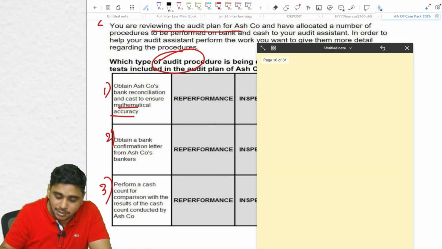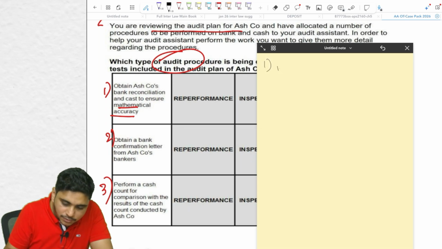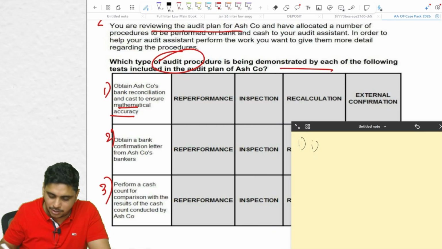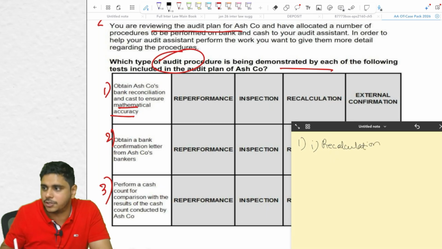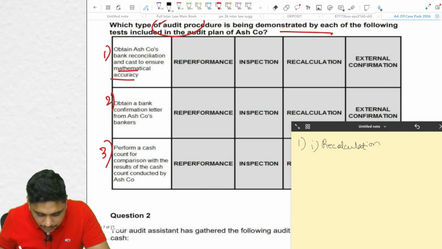What is it? The calculation is what? Recalculation. So, first one, as per me, it should be recalculation. Sir, we are calculating something, na sir? Recalculation.